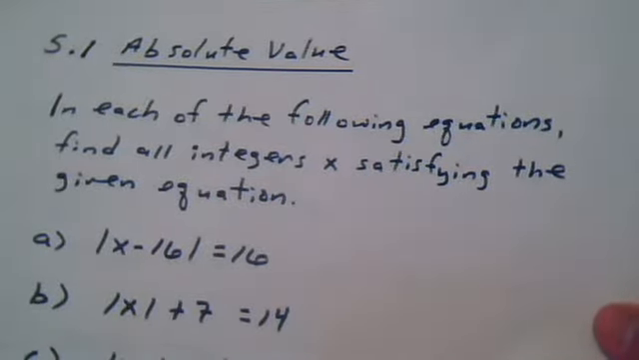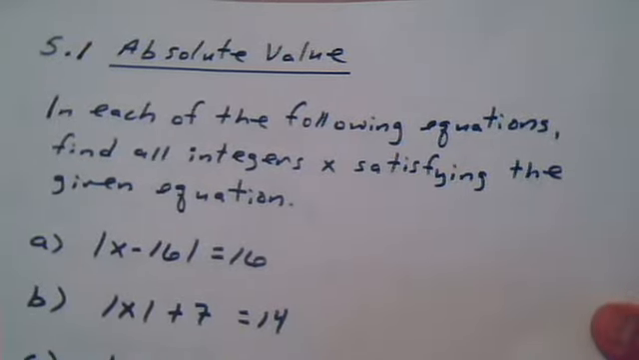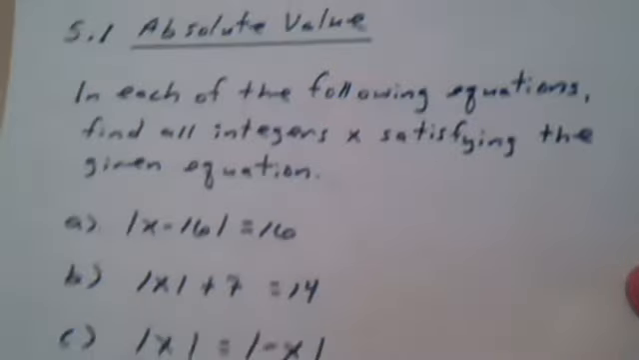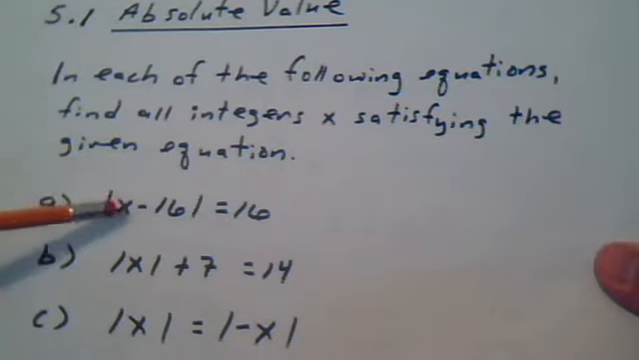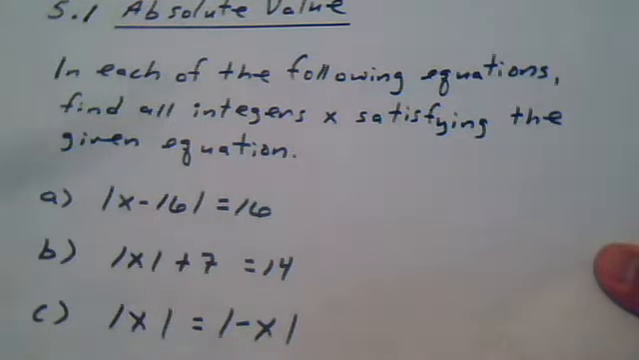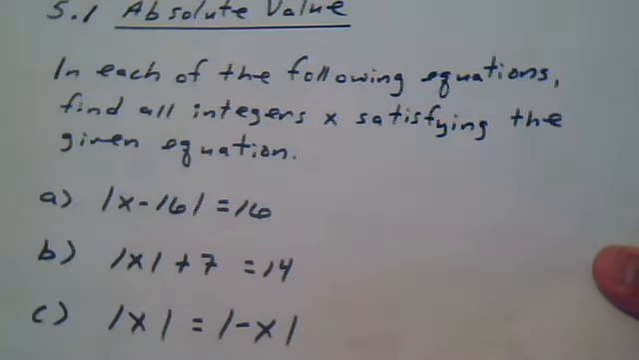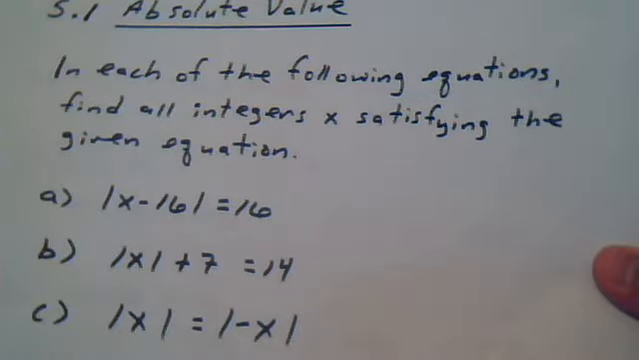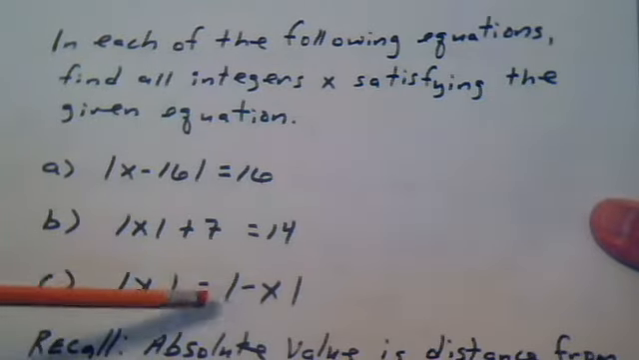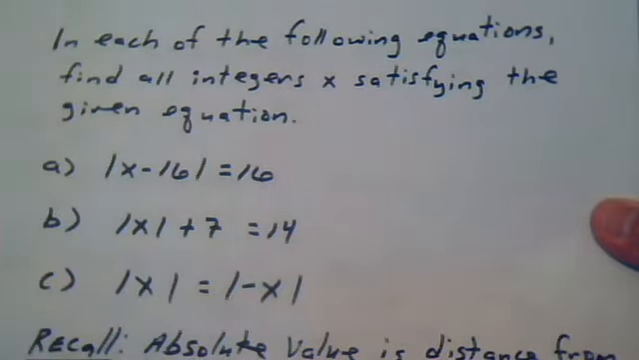Absolute value. In each of the following equations, find all integers x satisfying the given equation. A reads the absolute value of x minus 16 equals 16. B reads the absolute value of x plus 7 equals 14. C, the absolute value of x equals the absolute value of negative x.